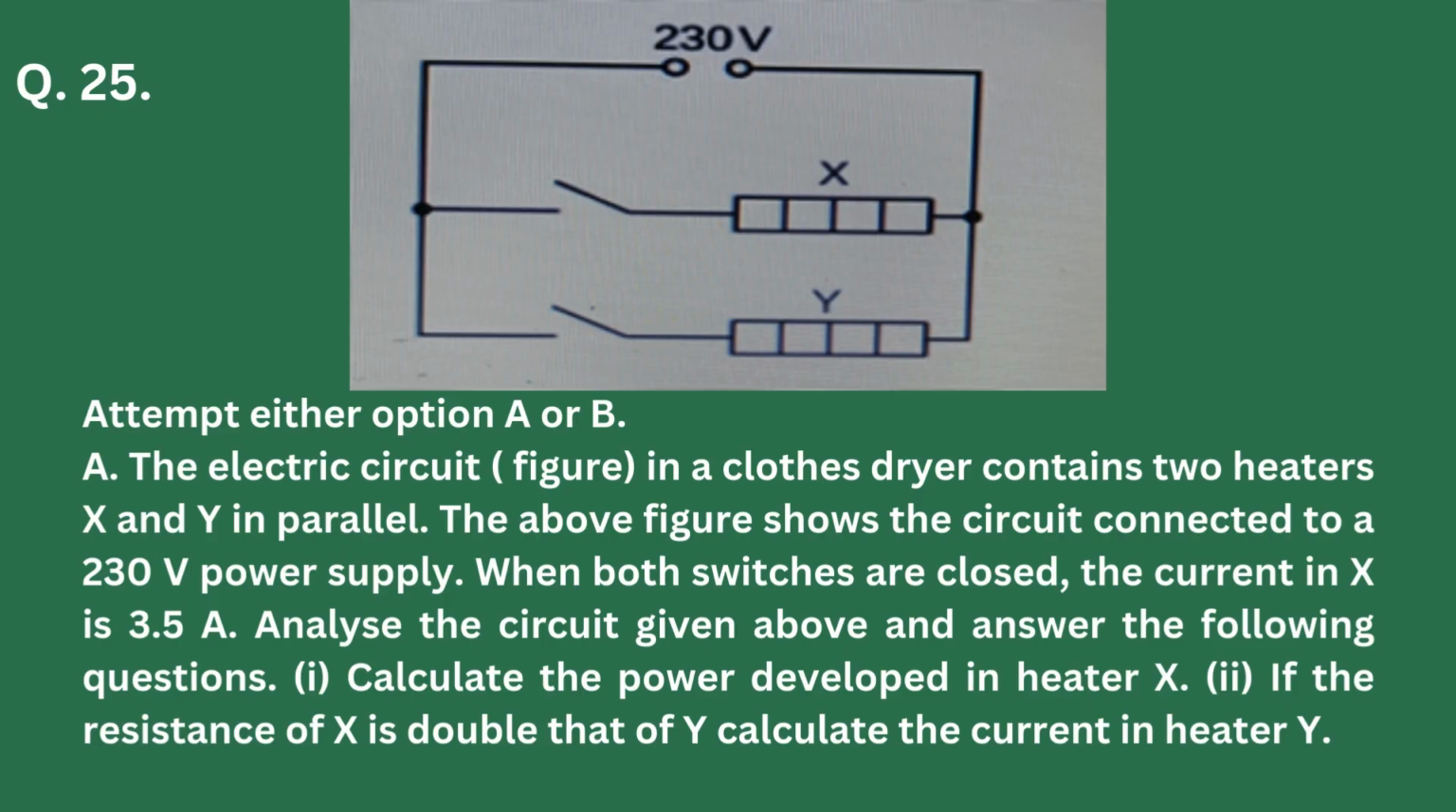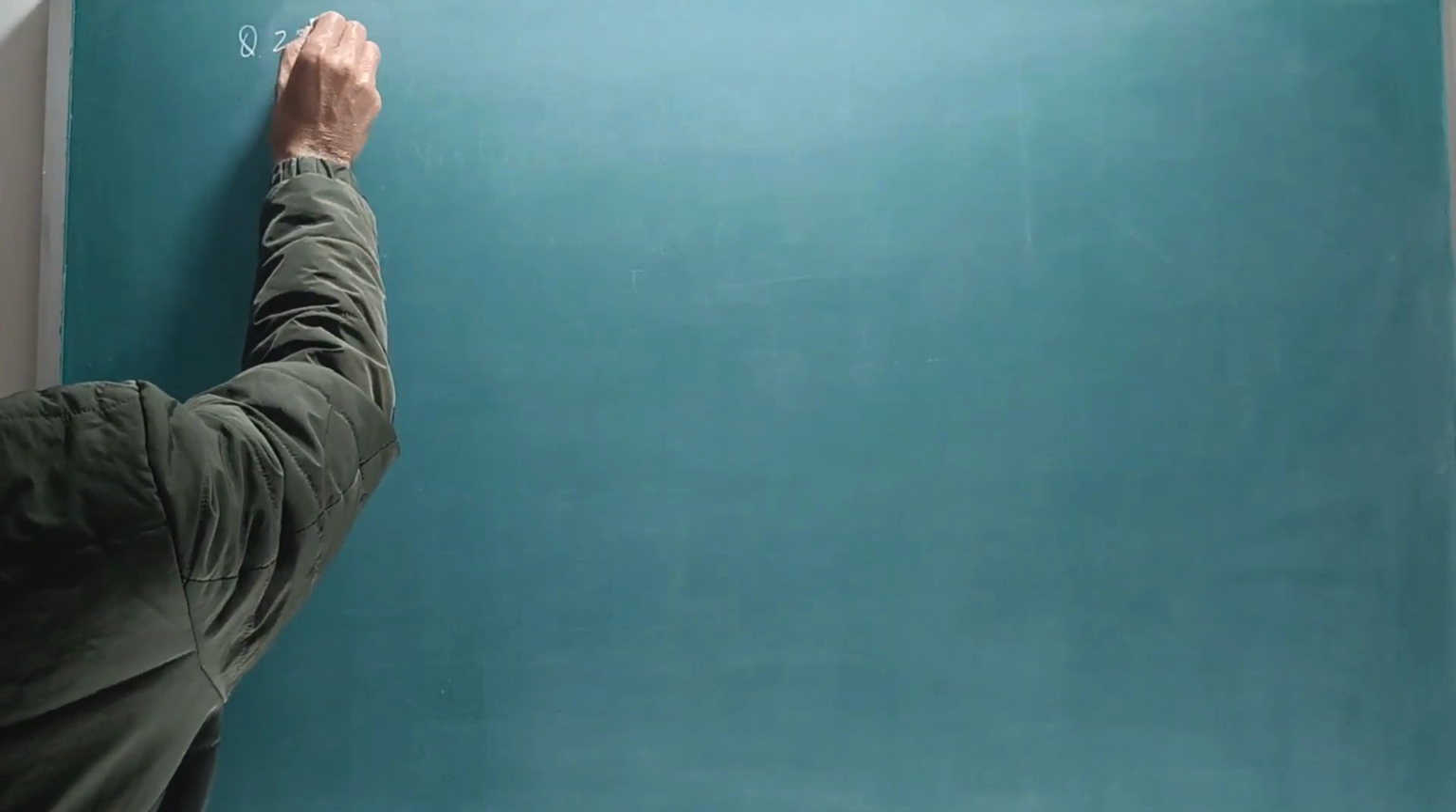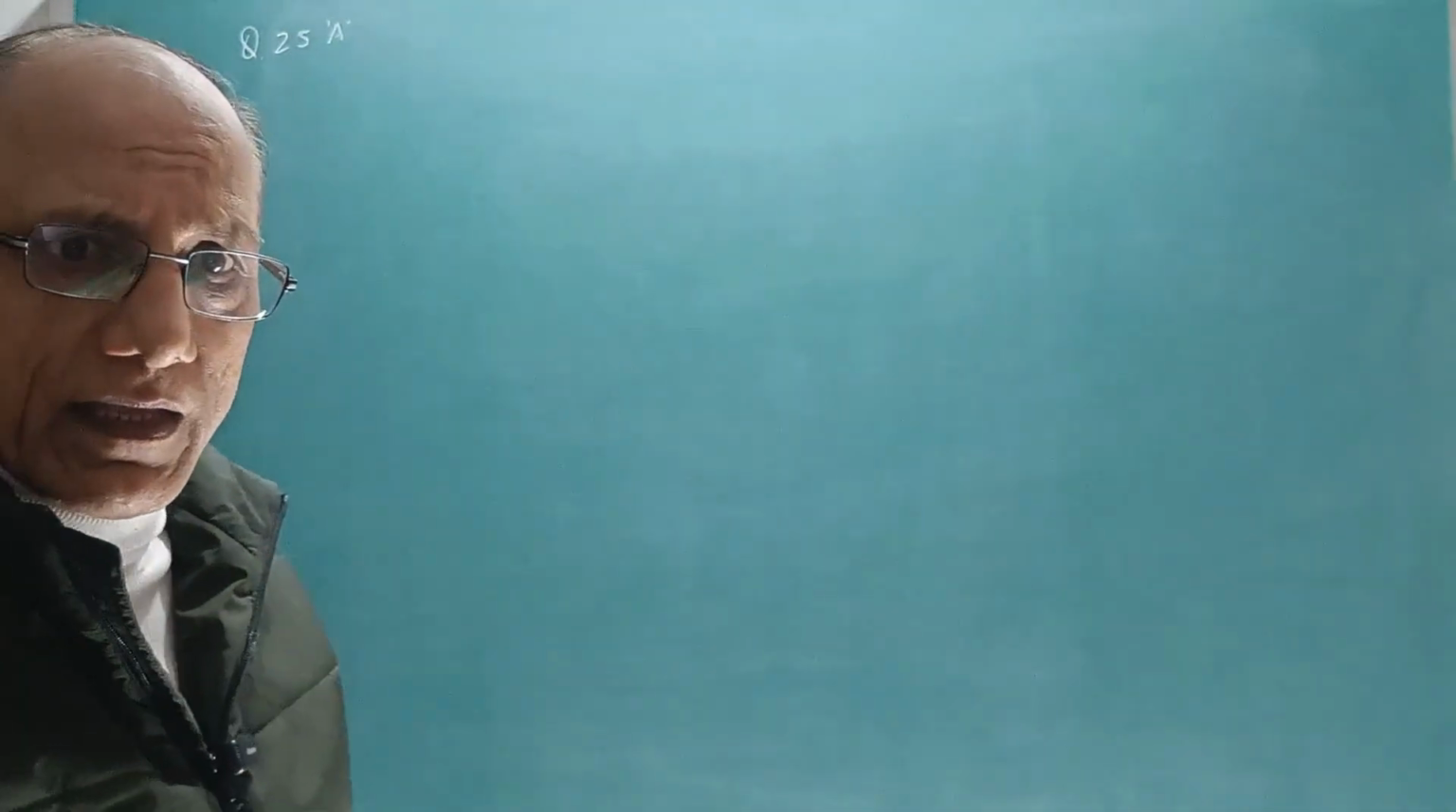First, calculate the power developed in the heater X. Second, if the resistance of X is double that of Y, calculate the current in the heater Y. Now question number 25 A.